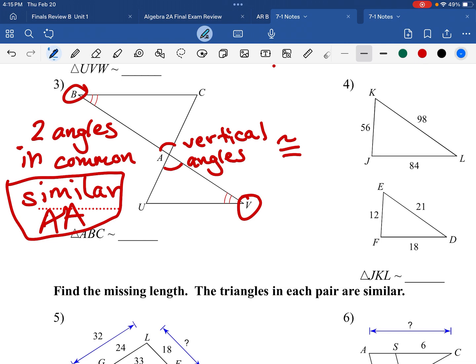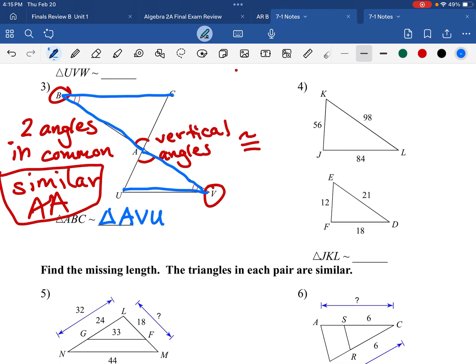Now for my similarity statement, A to B to C corresponds with A to V to U. So triangle AVU would finish that similarity statement, okay?